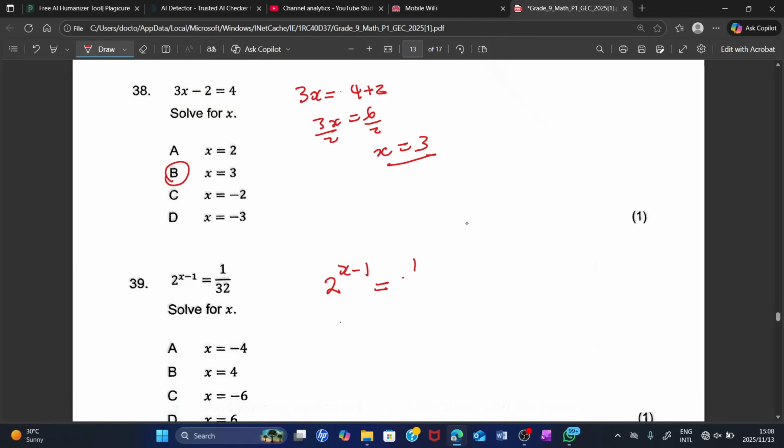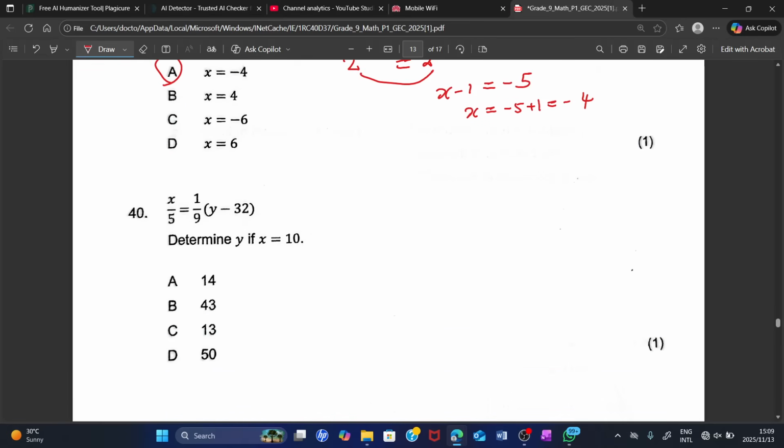Now, 2 to the power of x minus 1 is equal to, how do we change this 32? It's 1 over 2 to the power of 5. Now, 2 to the power of x minus 1, how do you change this? 2 to the power of minus 5. Now, the bases are the same. So you will say x minus 1 is equal to minus 5. And then x is equal to minus 5 plus 1 is equal to minus 4. So the answer is minus 4.